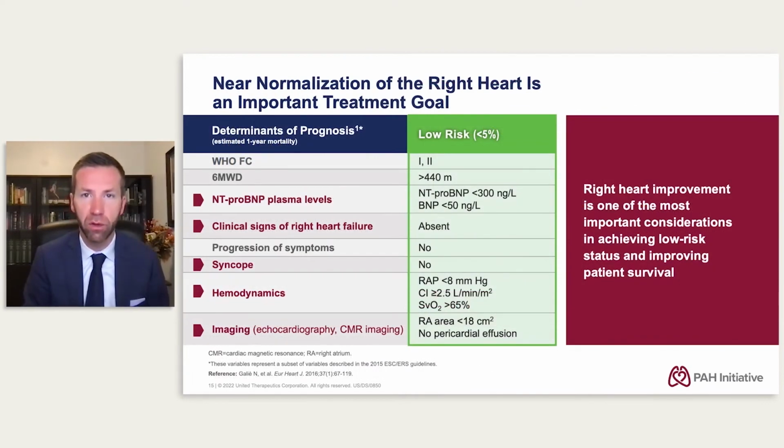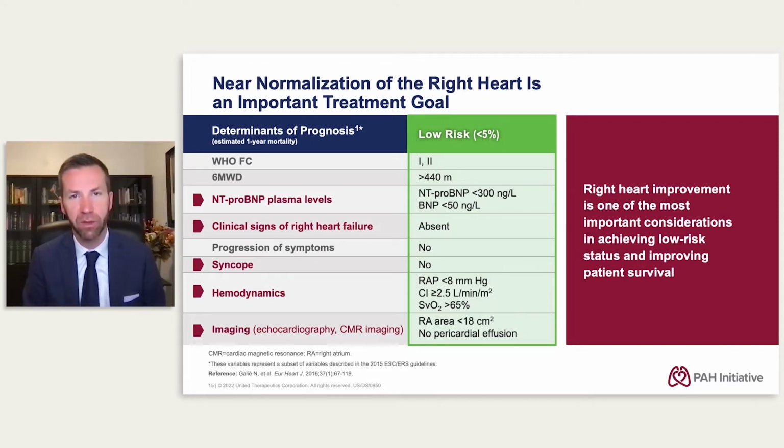In conjunction with the low risk, what we also want is near normalization of right heart function. This is another important treatment goal. We have seen over and over on the slides today that the right heart, as I say, is the key to the whole game. And if we get near normalization of the right heart, then we are in a really good spot to give the patients the best possible outcomes that they can have. Acknowledging, of course, that we do not have a cure for this disease, but at least we can let patients know that you are as low risk as possible.